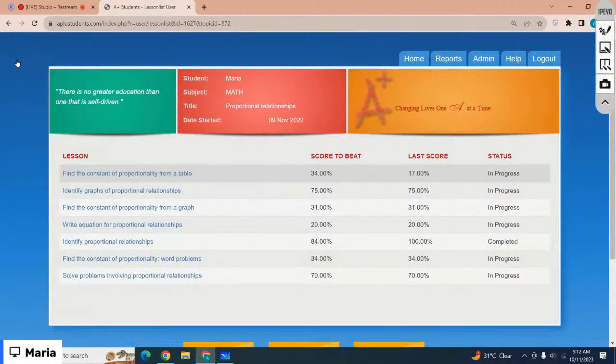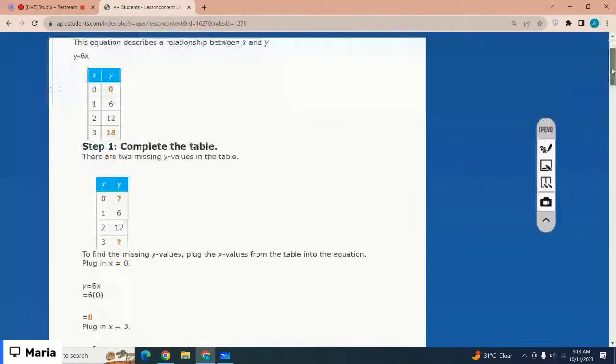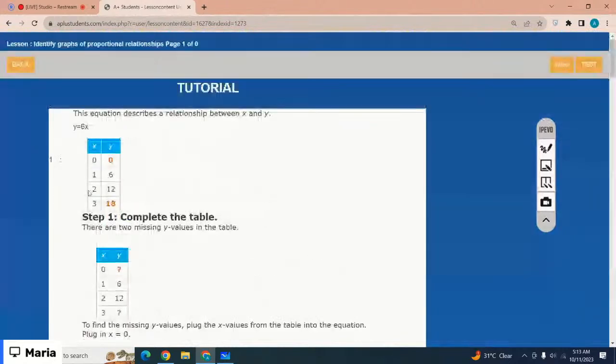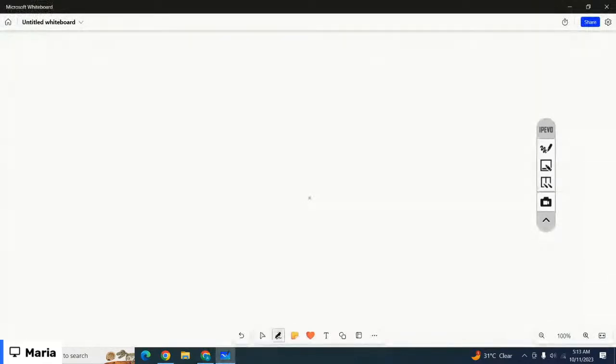The next lesson is identify graphs of the proportional relationship. So how do you identify the graph of the proportional relationship? It is always a straight line. Okay, this equation describes the relationship between x and y. The equation given is y equals 6x, right?